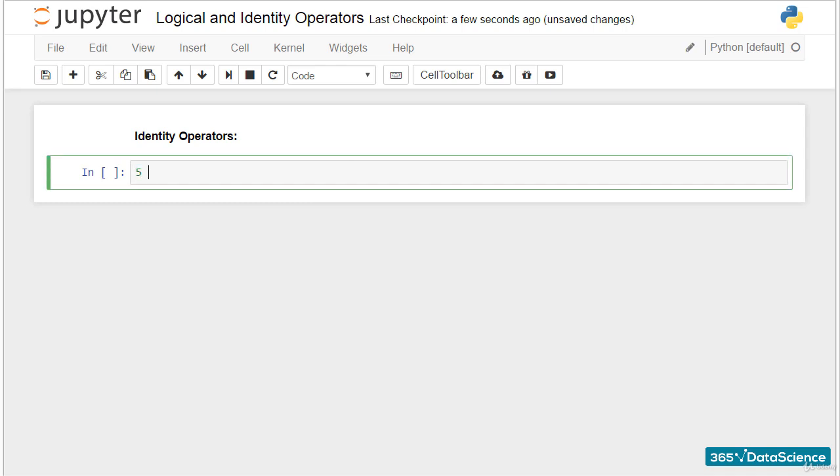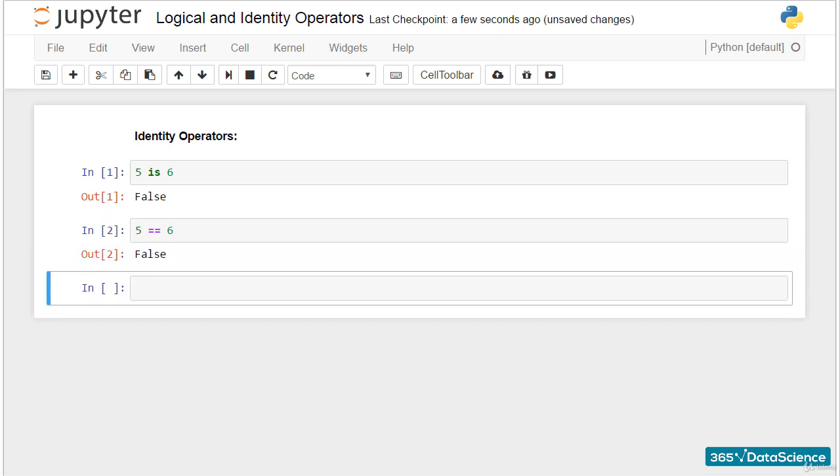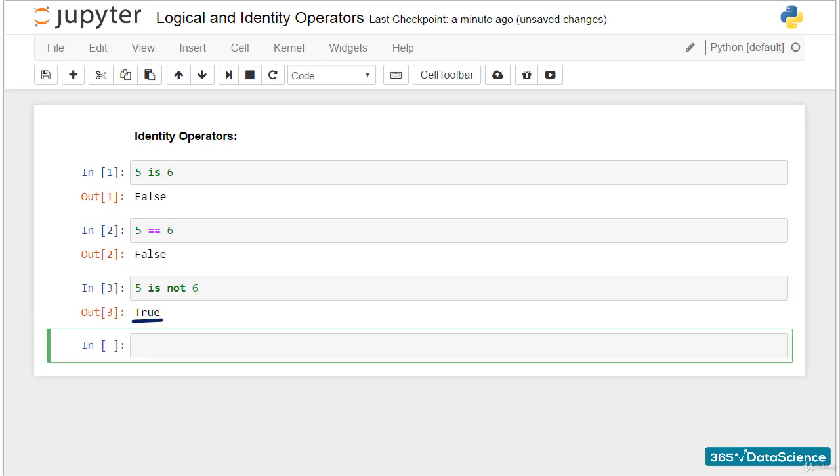If we say 5 is 6, we'll immediately understand it is false. The same as if we wrote it like this, with the double equality sign. If we said 5 is not 6, that'd be true. And it will be the same as if we wrote 5 not equals 6.